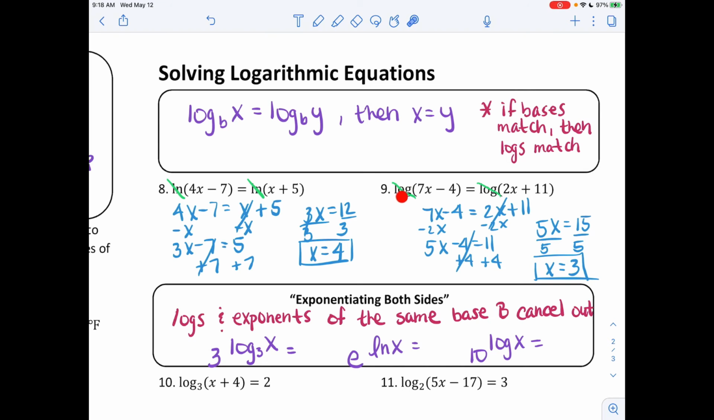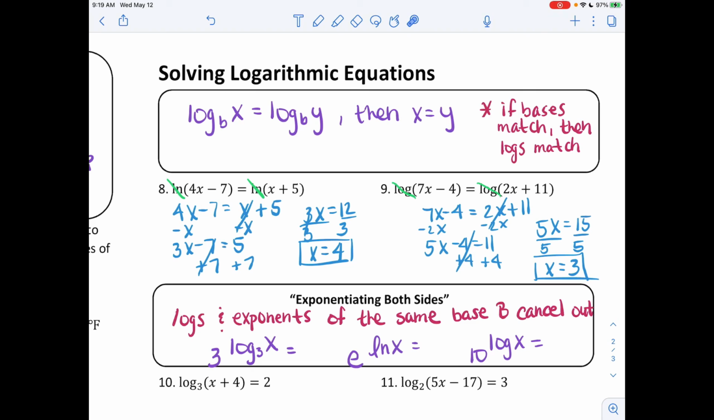These both have the common log as the log on each side. Remember that that's a base of 10, so you could say that this was common log or log base 10. But either way, they are the same on both sides, so we can just look at what we were taking the log of and solve that. 7x minus 4 equals 2x plus 11.